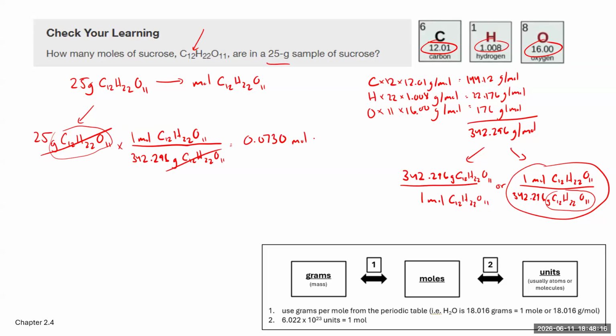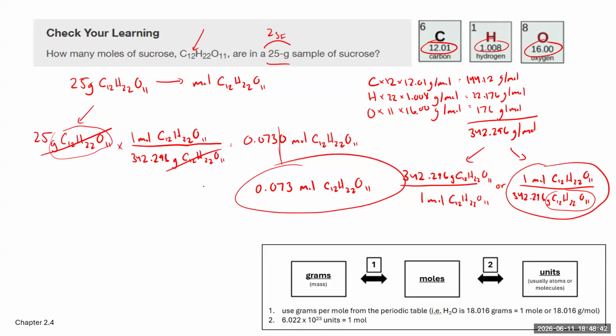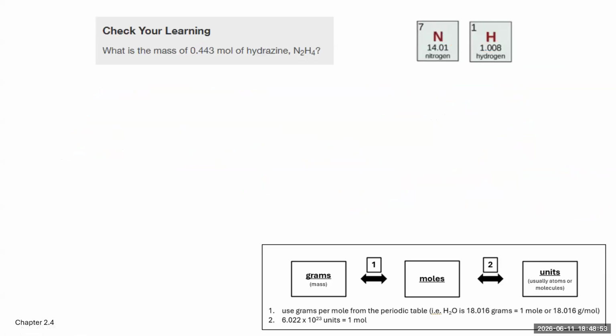Moles of sucrose, C12H22O11. All right, but we need two significant figures. So we need two significant figures. So 0.073 moles of C12H22O11. All right. We are doing it. Just a couple more slides and then this is it. But let's get to this other one.